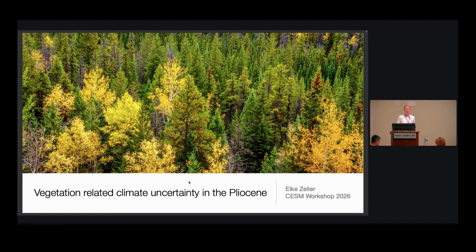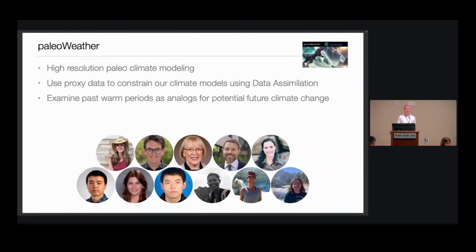I'm a postdoc at the University of Arizona, and I'm going to talk a little bit about vegetation in the Pliocene. This work is part of a pretty big project called Paleo Weather, and Dan Amrhein made a really cool little logo for us over here. Just want to point this out because I just love this logo.